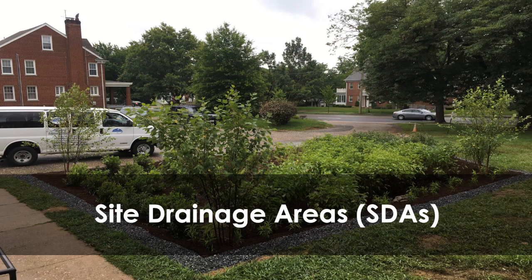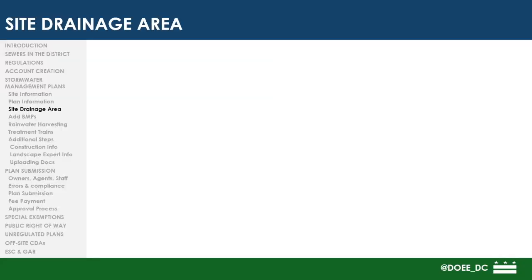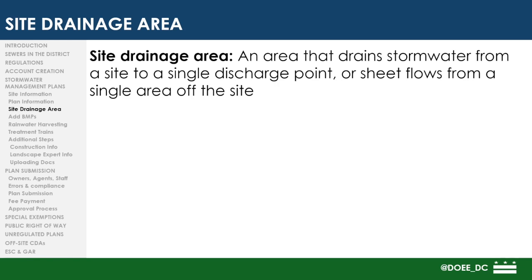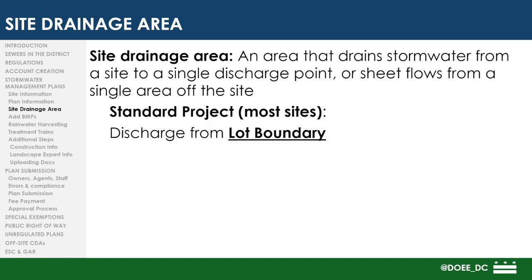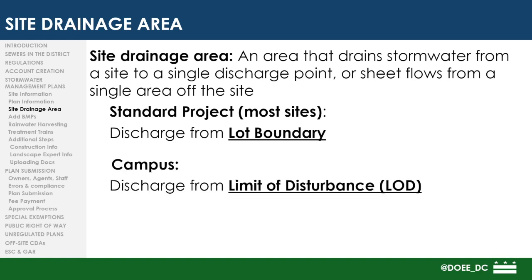This next section will explore the topic of site drainage areas. What is a site drainage area, or SDA? It's an area that drains stormwater from a site to a single discharge point. In this context, sheet flow is considered to be one point of discharge. For most projects, it's based on the point of discharge from the lot boundary. For campus projects, it's based on the point of discharge from the limit of disturbance.